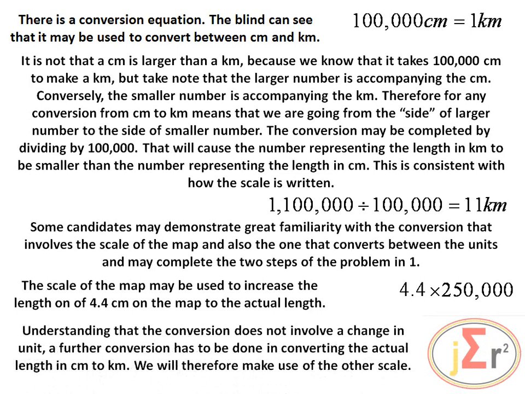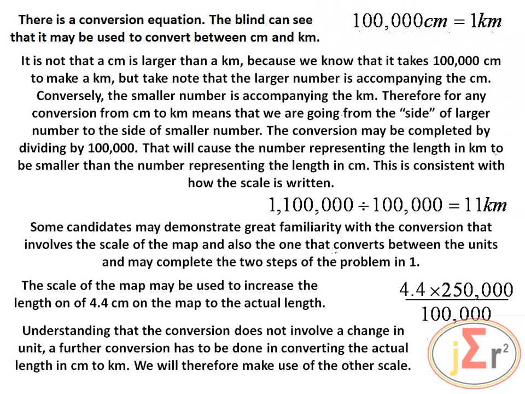Understanding that the conversion does not involve a change in unit, a further conversion has to be done in converting the actual length in centimeters to kilometers. We will therefore make use of that other scale. So now that we have it in centimeters, we are converting it to kilometers. Going from centimeters to kilometers, the figure on the centimeter side is larger, so we are going smaller. We need to divide by 100,000 as we have right there.